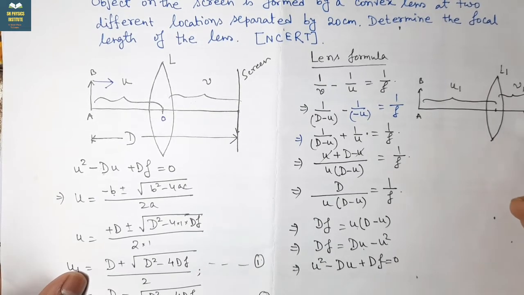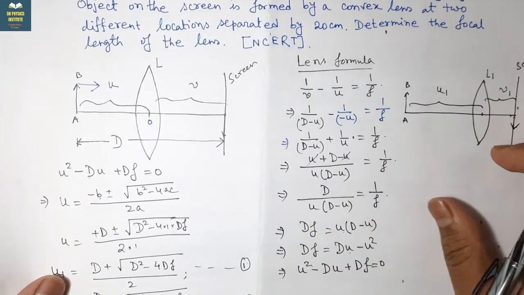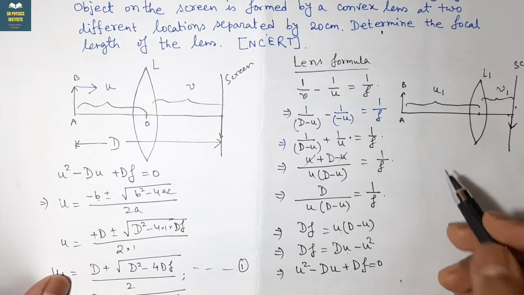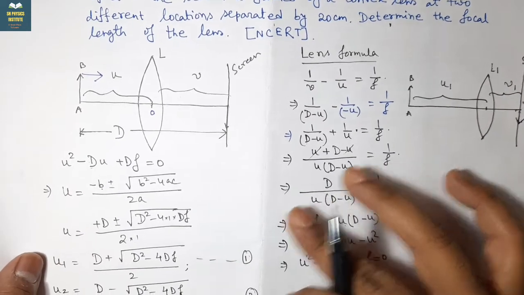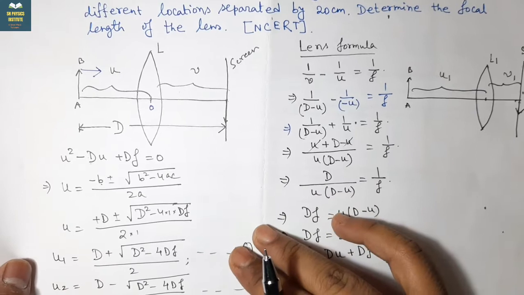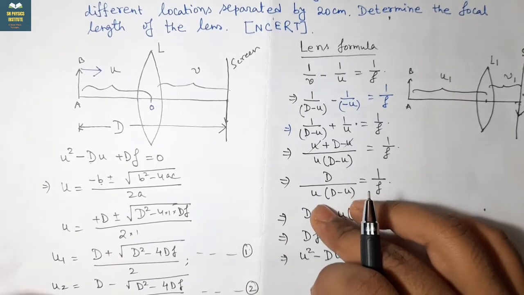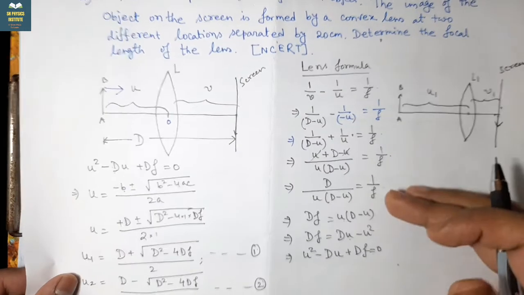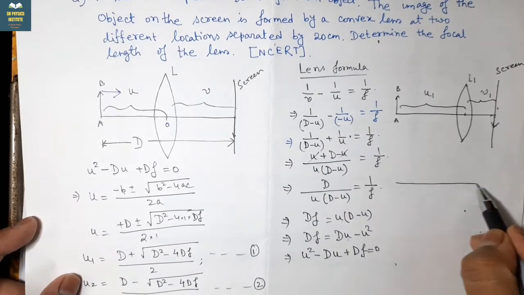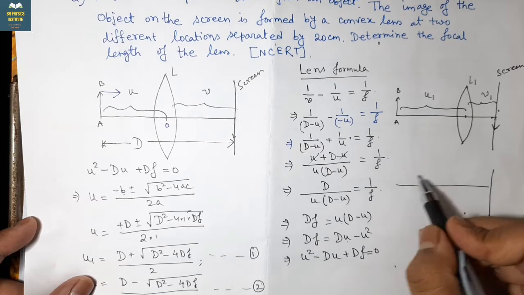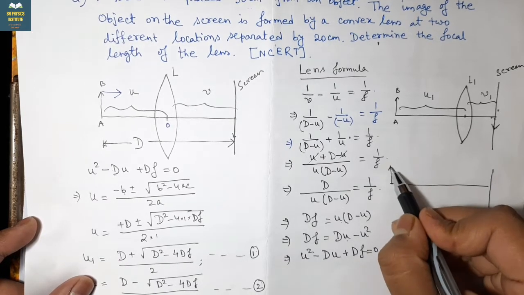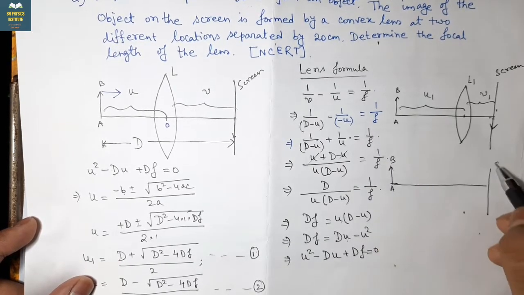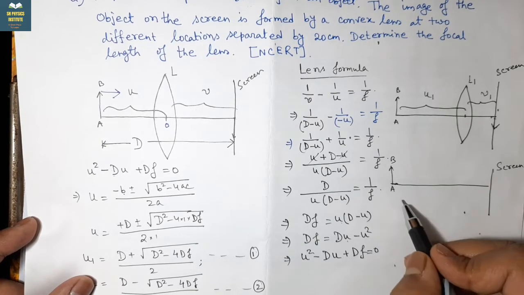Okay, here you have got one image. Same way, if you consider this one, just see here. Suppose you consider this one: AB is the object, and the screen distance is d.